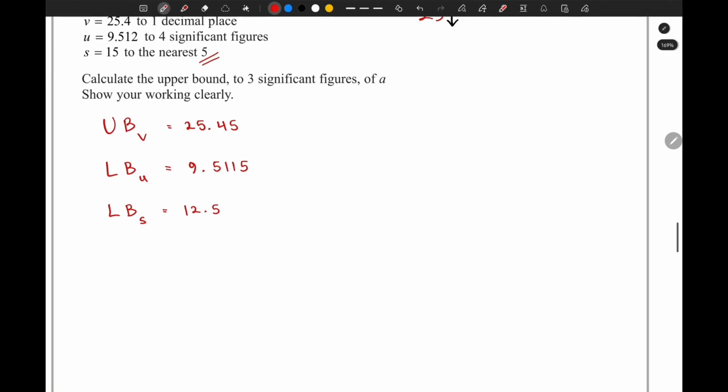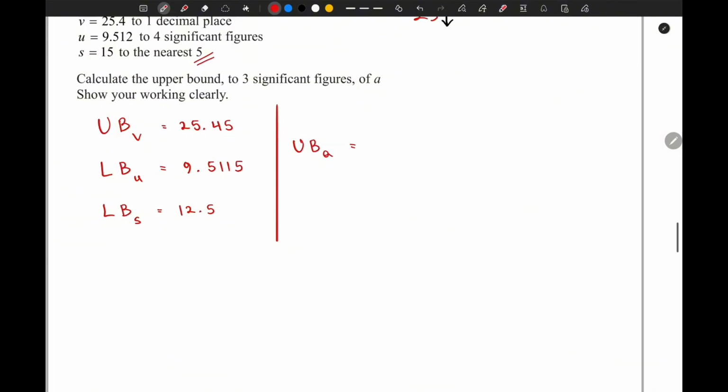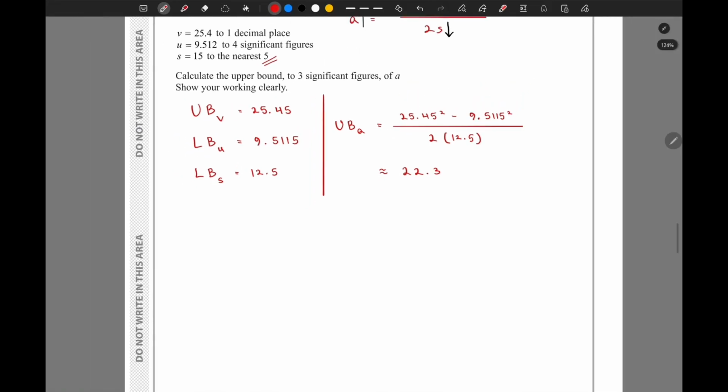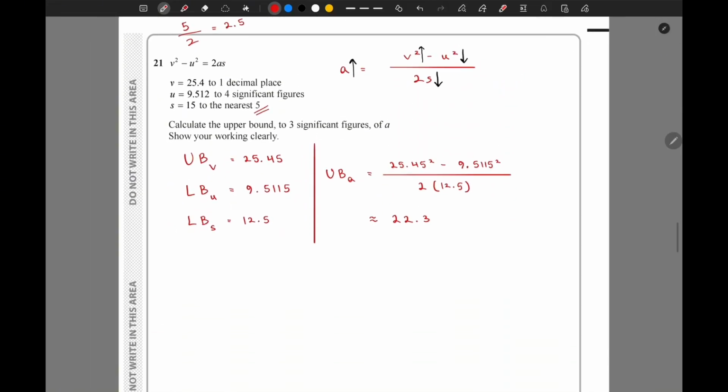Now we can calculate the upper bound of A. So the upper bound of A is equal to V square, that is 25.45 squared, minus 9.5115 squared, divided by 2 times 12.5. So this is equal to around 22.3. So that is the answer to this question.